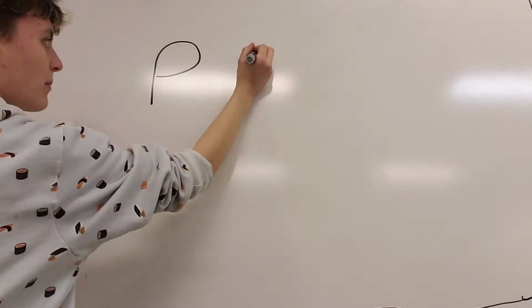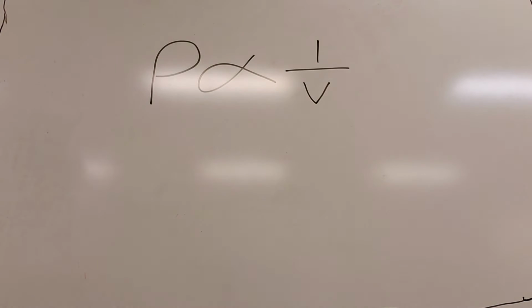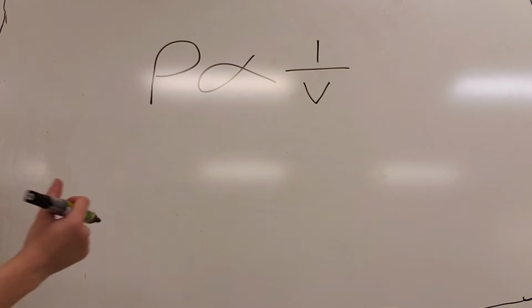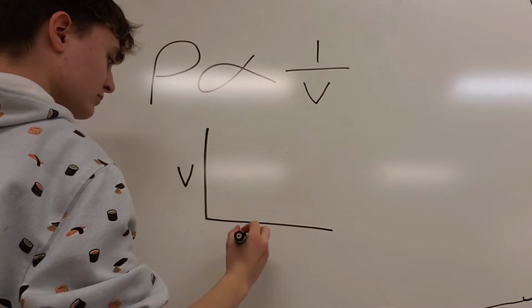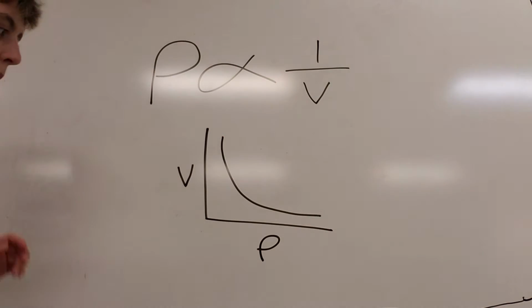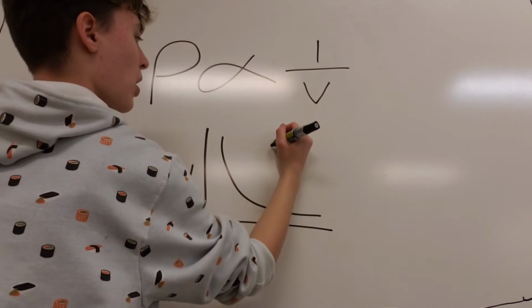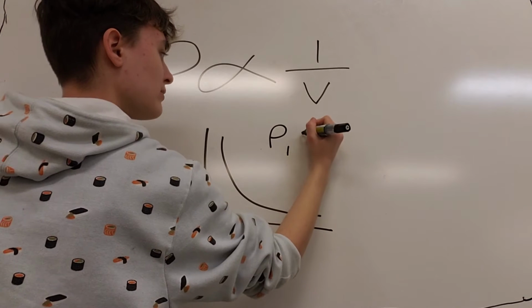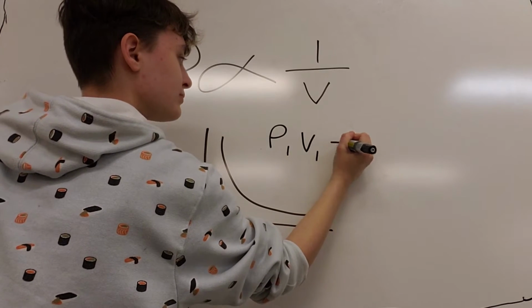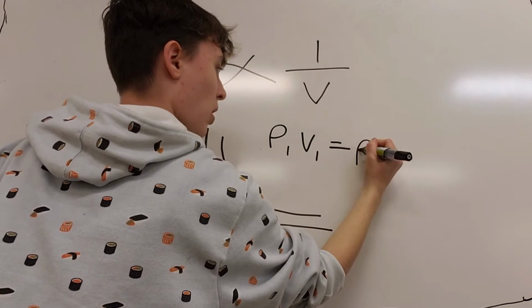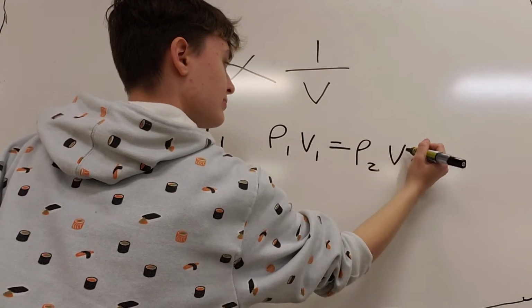Mathematically, Boyle's law can be expressed as P is proportional to 1 over V, which is graphed like this. Another associated equation is P1V1 equals P2V2, or the initial pressure times the initial volume is proportionate to the final pressure times the final volume.